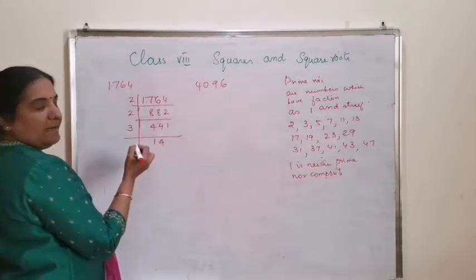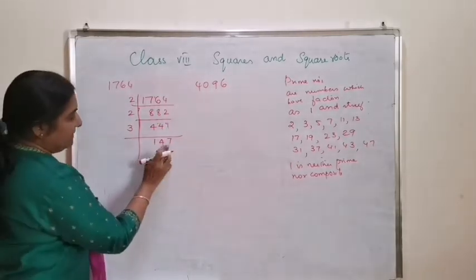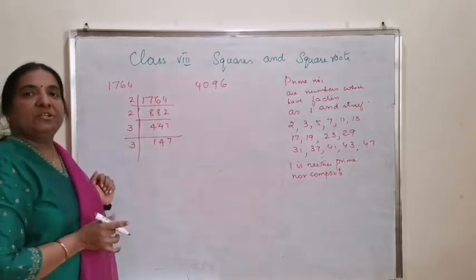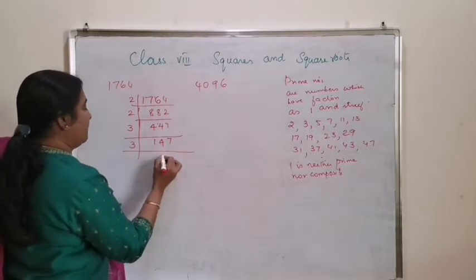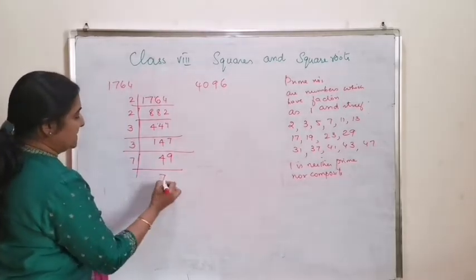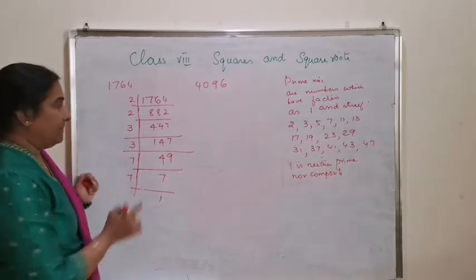4 3s are 12. 21 will be 7. 7 plus 4, 11 plus 1, 12. That is, it is again divisible by 3. 4 3s are 12, 49. You can see the prime factors are occurring in pairs.